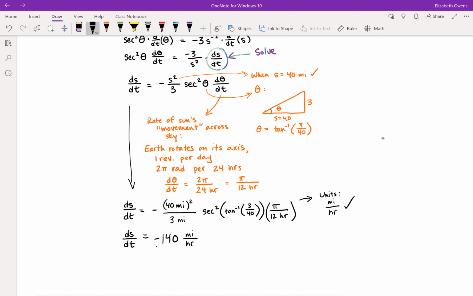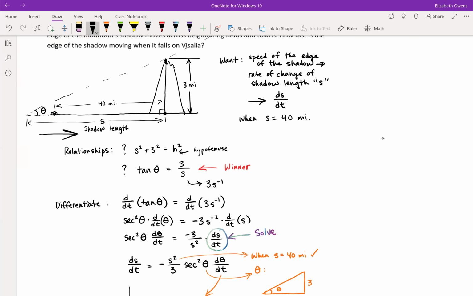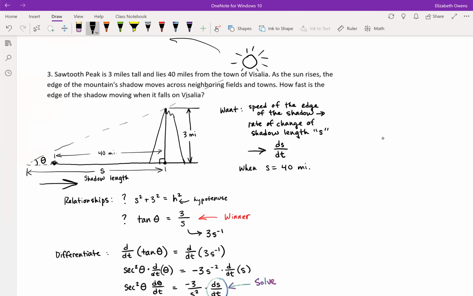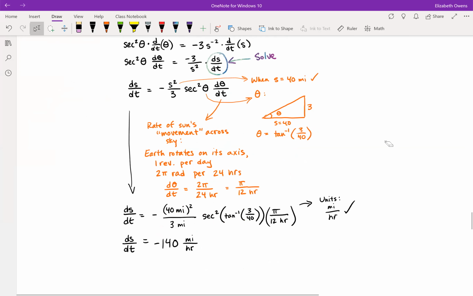And then also the negative is reasonable because that indicates a decrease in length. And the shadow length is actually decreasing as the sun rises, okay? So the decrease makes sense. The value, while large, is reasonable, and the units came out reasonable as well. So there is our ds/dt there, negative 140 miles per hour.